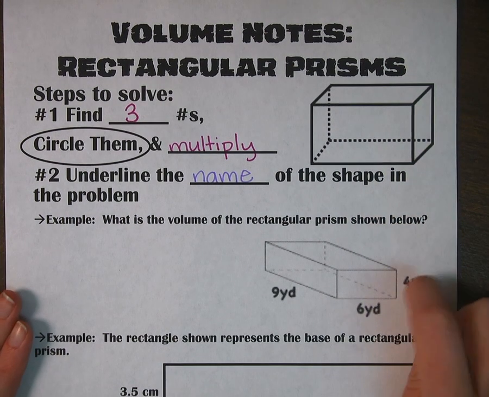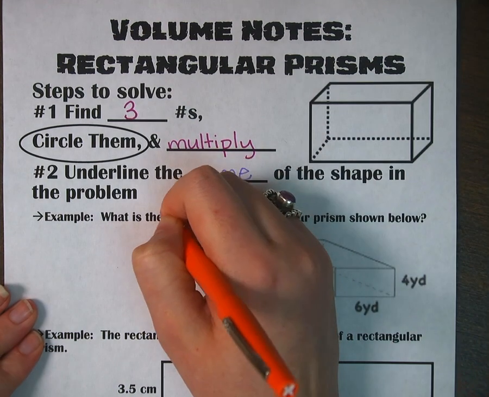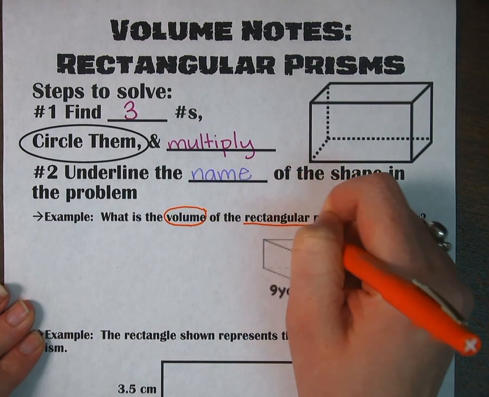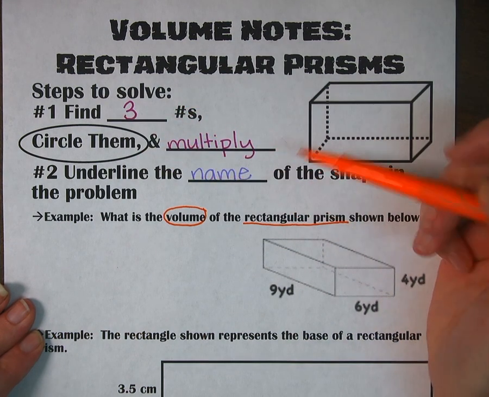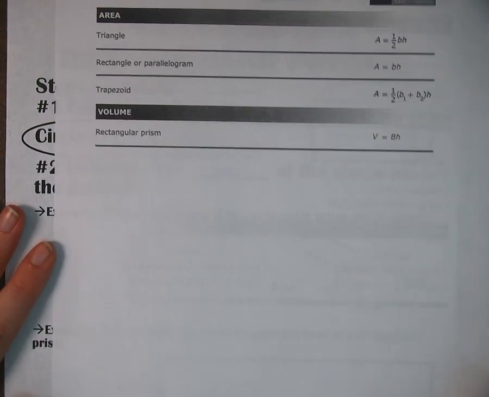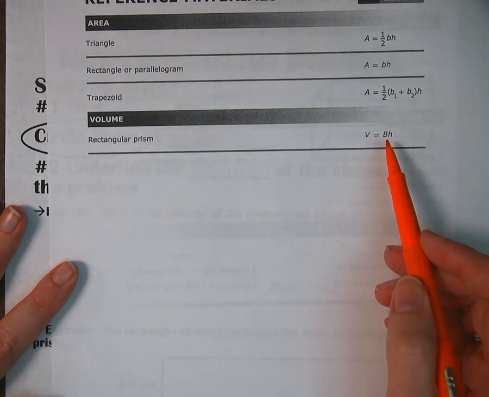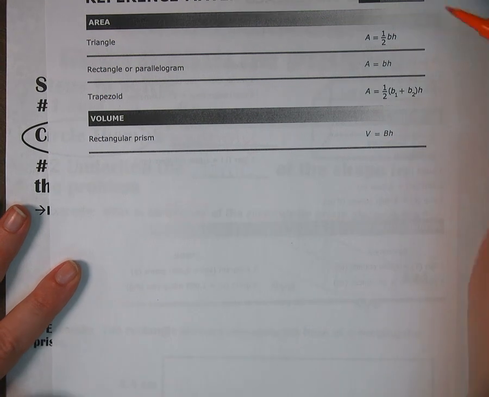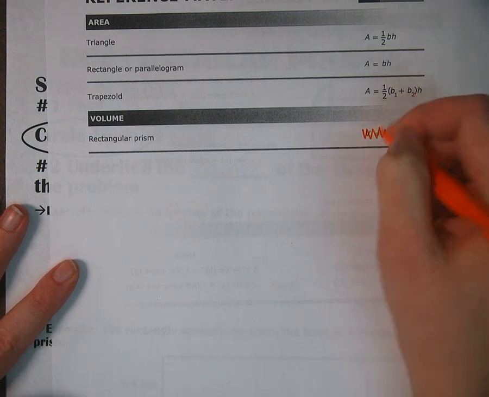So let's look at our first example. It says, what is the volume of the rectangular prism shown below? So we have volume, and it says rectangular prism. So we are going to find our 3 numbers, circle them, and multiply. I also want to show you that we do have volume on our star chart. So if you find volume, rectangular prism, we're going to fix this formula. Kind of like in area when we marked out 1/2 and put divided by 2, we are going to completely mark out this volume formula, and we're going to write our own.